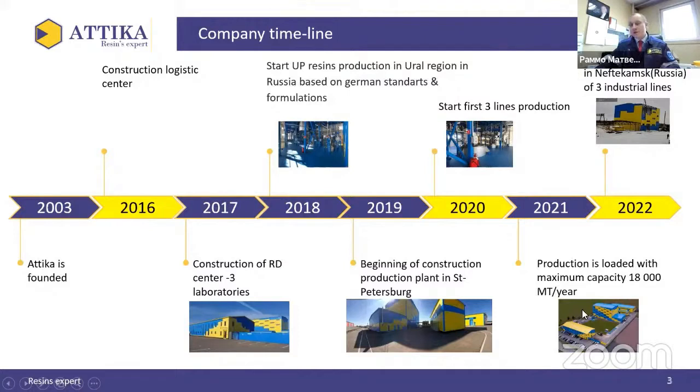Here is our plant seen from above. You see our R&D office, our production plant, and our warehouse logistics center. In these years we have gone further. We have started to build a new factory in a free economic zone, situated in Tatarstan, a central part of Russia. It will produce unsaturated polyesters and alkyd resins with 3 industrial lines, and we are planning to launch this new production in the 3rd quarter of 2022.